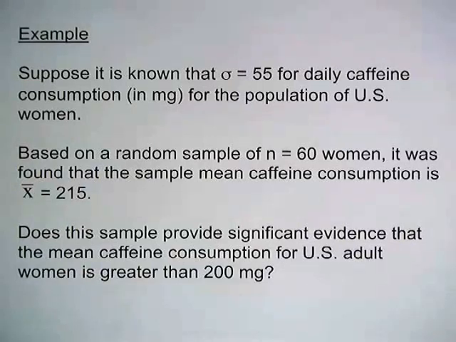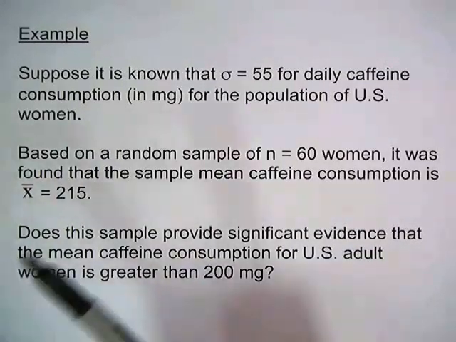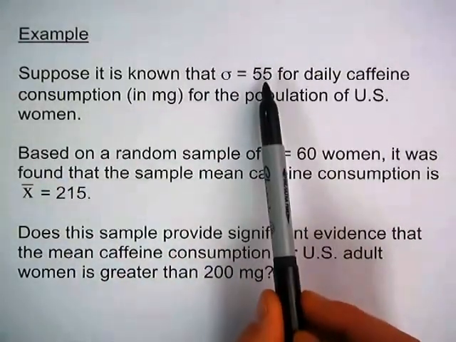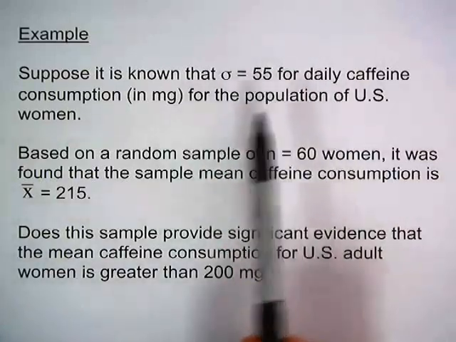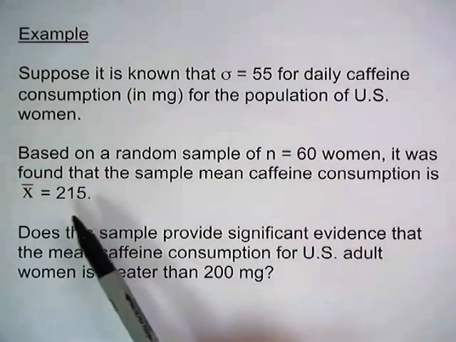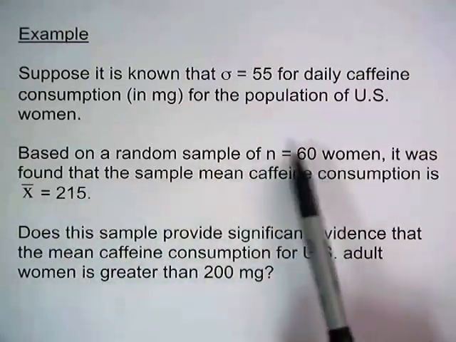Like I said, let's take a look at an example and then actually go through those 4 steps. Suppose that it is known that sigma equals 55 for daily caffeine consumption in milligrams for the population of US women. In this case, sigma is known, so we are going to do a z-test. The parameter is the average daily caffeine consumption for US women. Based on a random sample of n equals 60 women, the sample mean caffeine consumption is x bar equals 215.